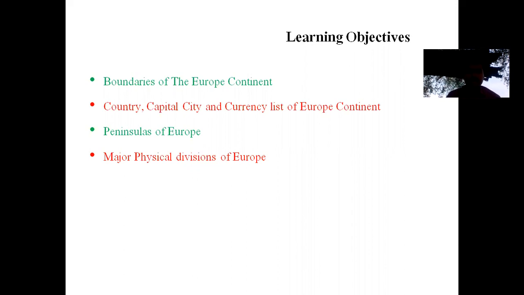Just as we have studied the major physical divisions or physical features of India, like the Himalayan mountains in the north, northern plains, peninsula plateau, islands, coastal India, those were the physical features which we studied in our Indian part. Like that, we are going to study the major physical divisions of this Europe continent. This is what we will study in this class.